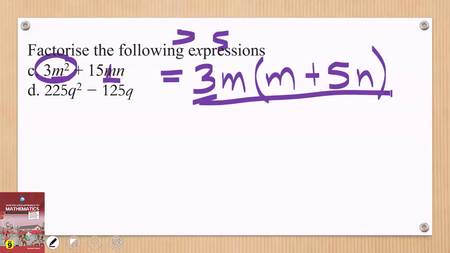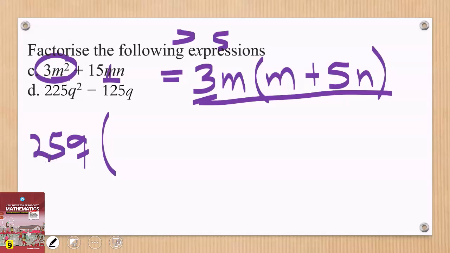Then we have another one, which is 225q squared minus 125q. Again, q is a common factor, so I can take q out. But then q can go with a number because 225 and 125 have a common factor. What number can divide both 225 and 125? 5 can do that, but 5 is not the highest common factor here. So we find out the highest common factor. You can see that 25 can be the common factor for that. So 25 can come out.